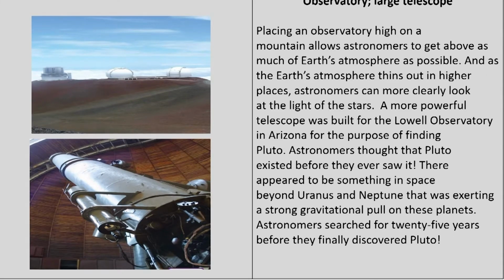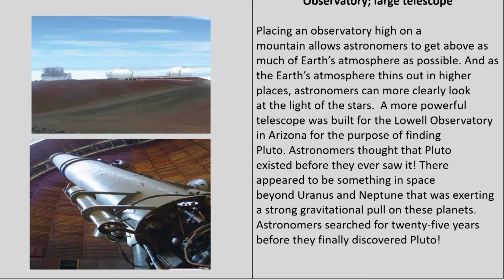Placing an observatory high on a mountain allows astronomers to get above as much of Earth's atmosphere as possible. And as the Earth's atmosphere thins out in higher places, astronomers can more clearly look at the light of the stars. A more powerful telescope was built for the Lowell Observatory in Arizona for the purpose of finding Pluto.